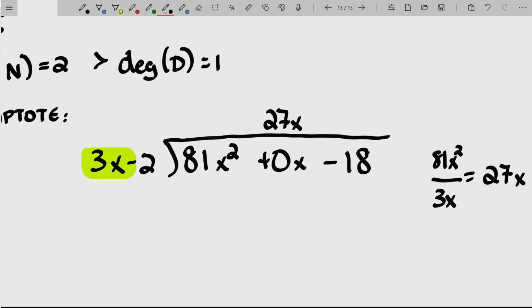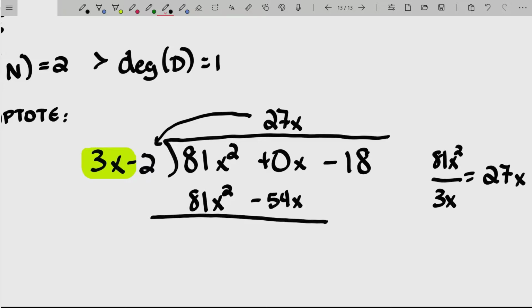What's beautiful about long division is you get to check your work. 27x times 3x, that's definitely 81x squared. 27x times a negative 2, that's a negative 54x. And remember, you are subtracting that entire statement. 81x squared minus 81x squared is 0 by design. If it doesn't turn into 0, you did something wrong. 0x minus a negative 54x is a positive 54x minus 18.